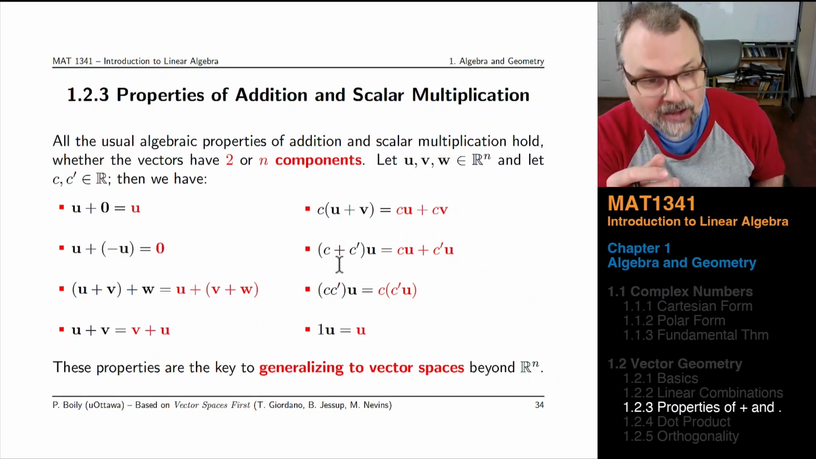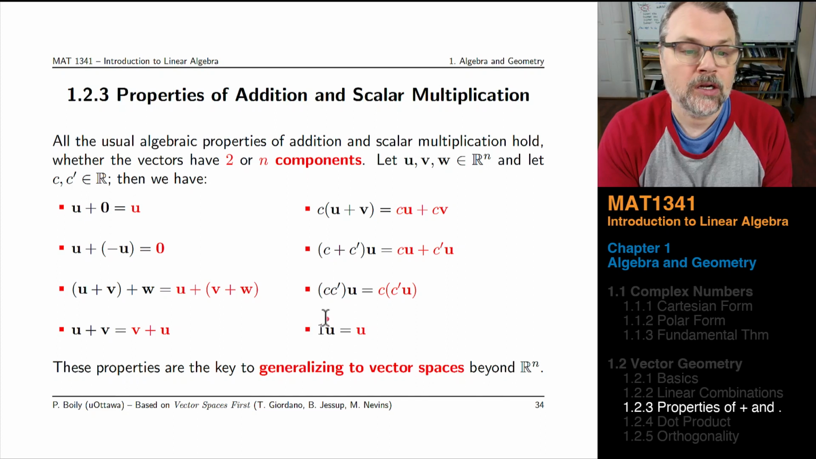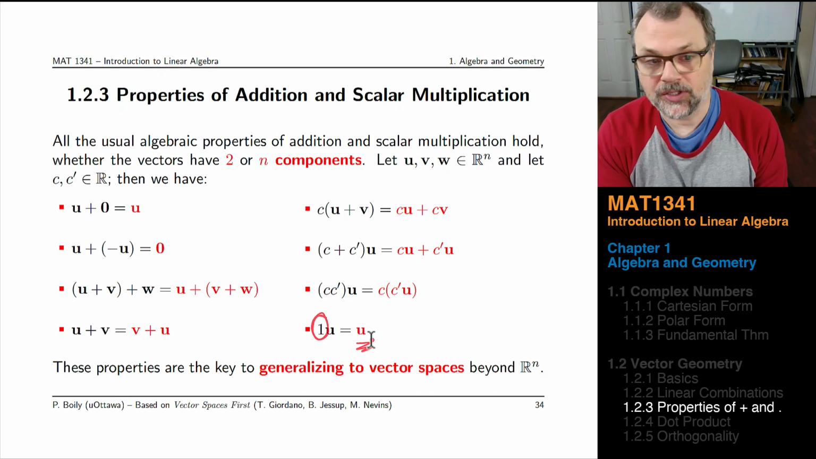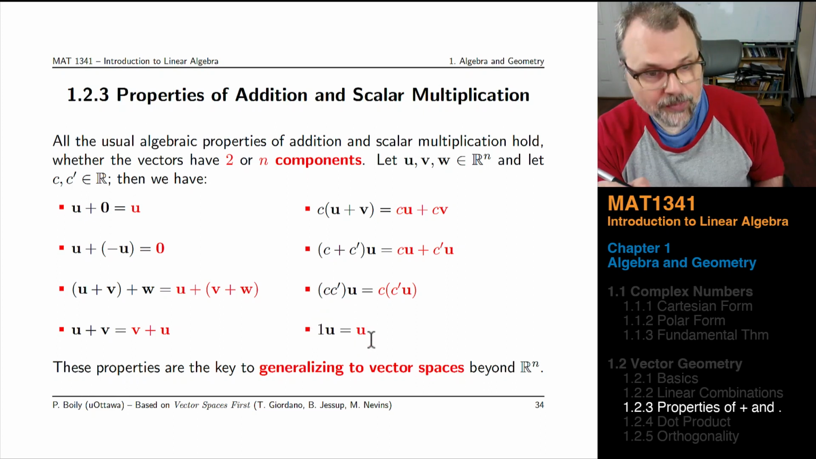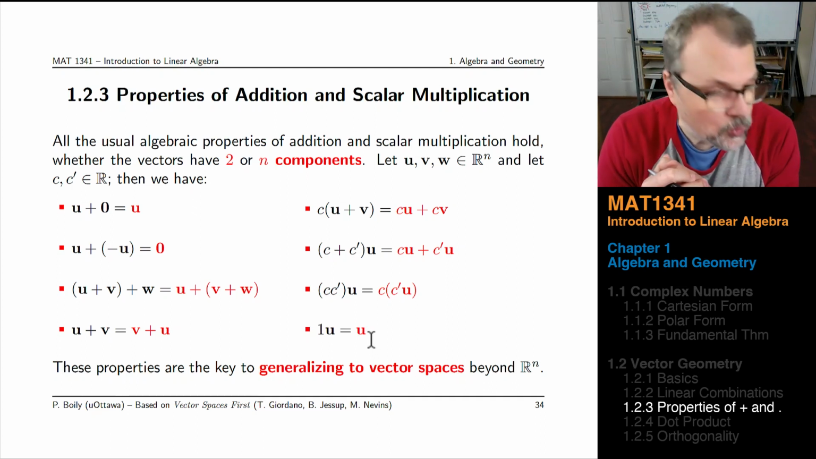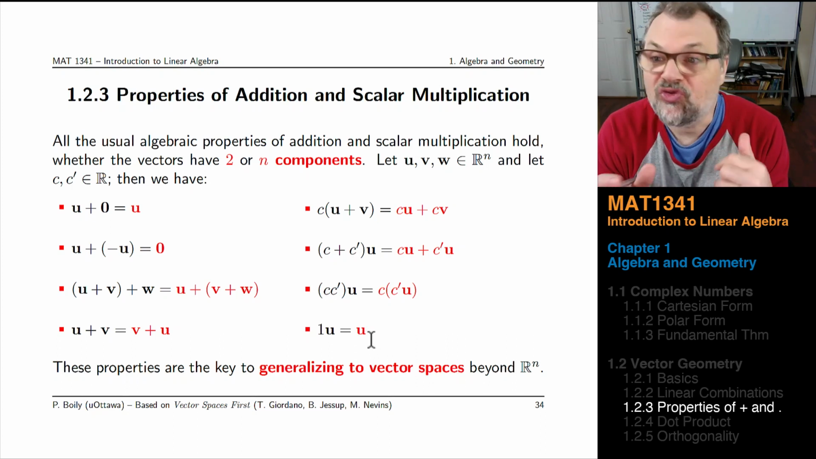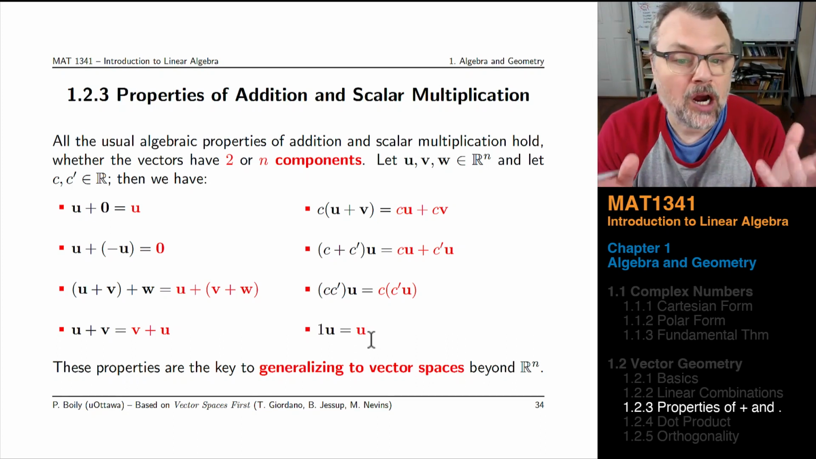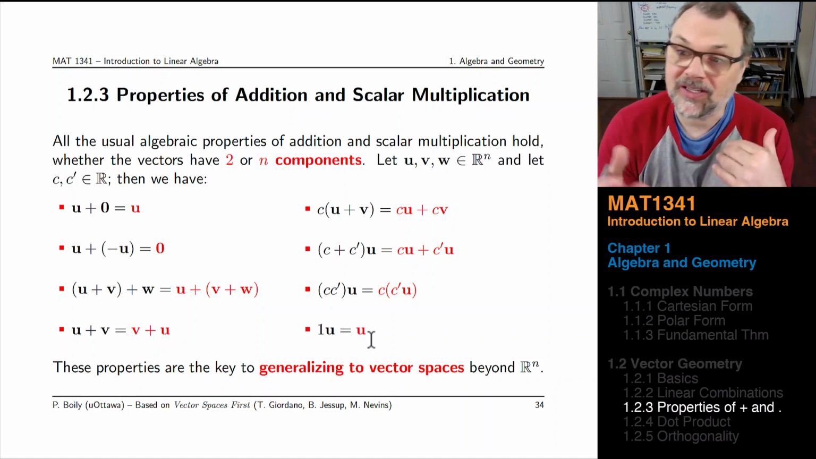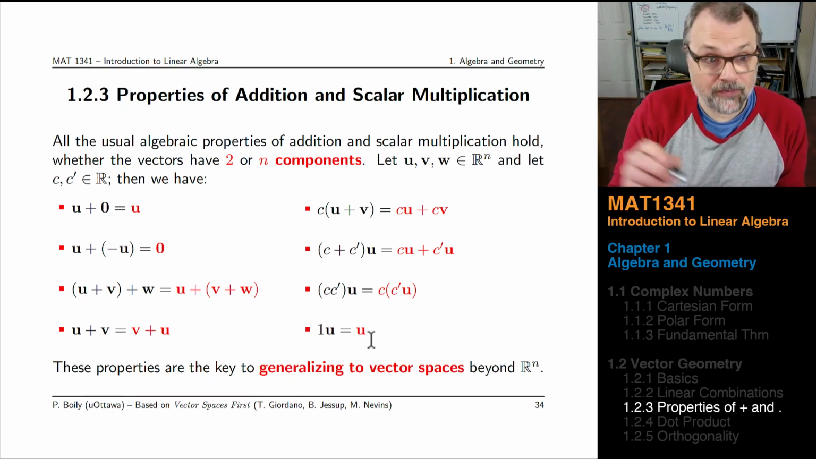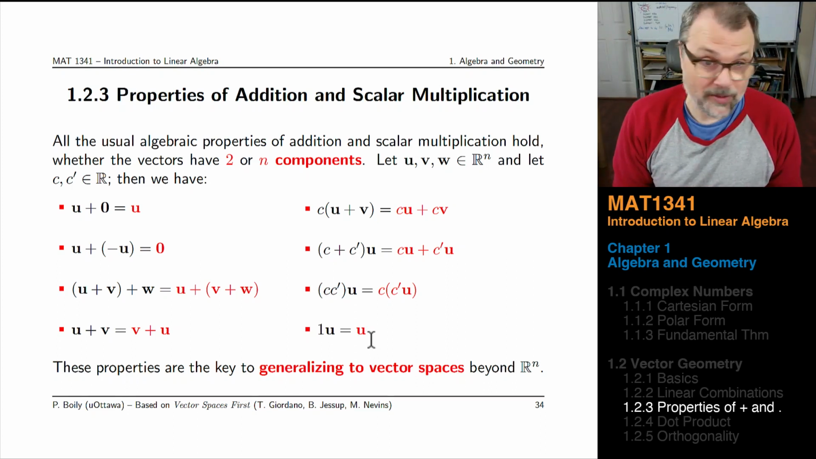The last property we have is that there's a special real number 1. When you do scalar multiplication of any vector by it, nothing changes. You're still at u. These are the properties that will be key to generalizing vectors to vector spaces, not just Rn, not just n space. We'll talk about different types of vector spaces, things that behave like vectors without being arrows. And these are the properties that we will want them to follow.